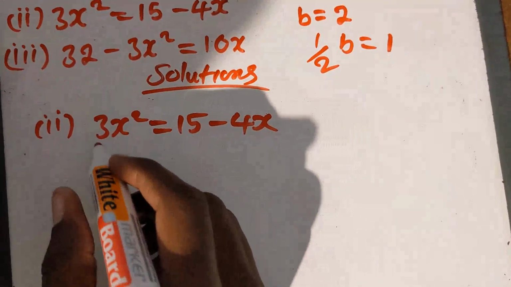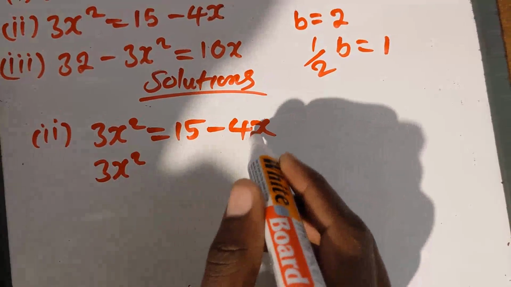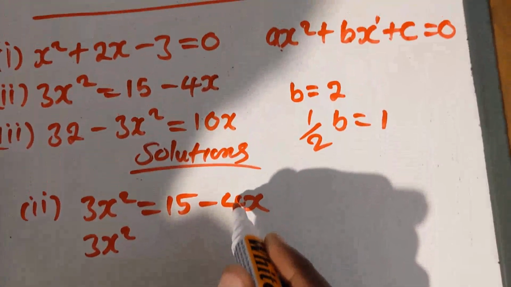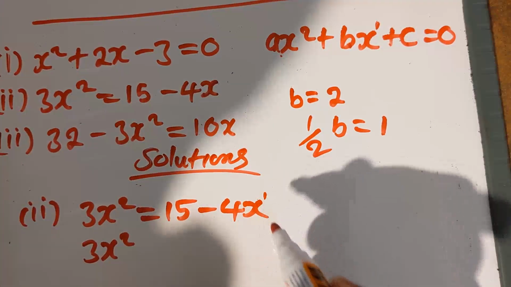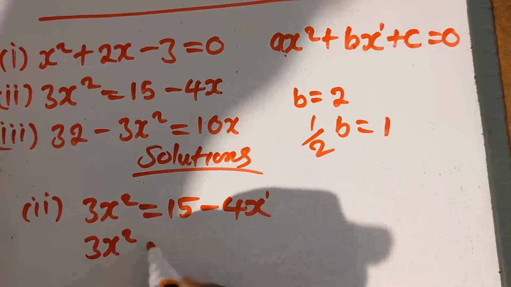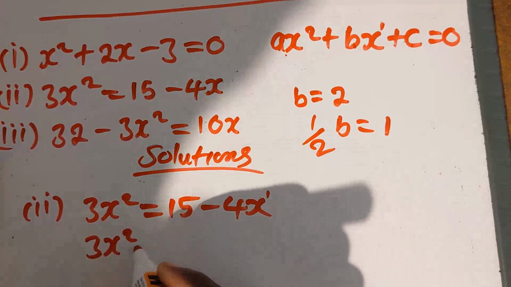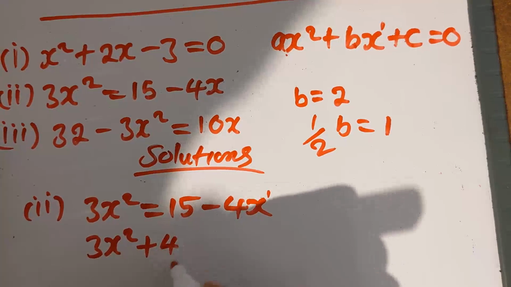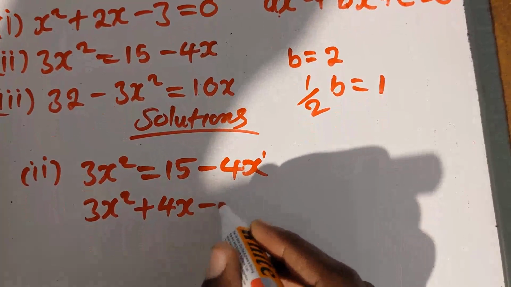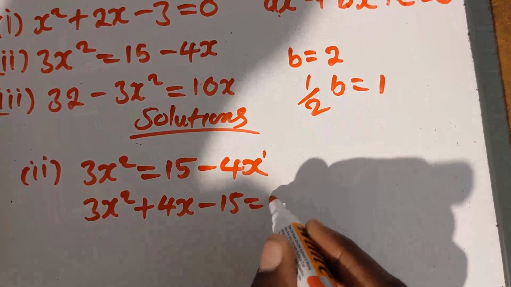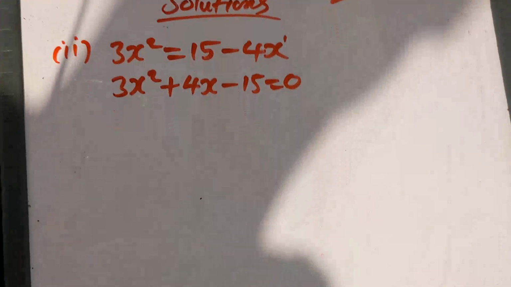So we are going to say 3x squared, then this is the one that is supposed to follow, which is x power 1. So this is negative 4x, and when it crosses the equal sign, it will be positive 4x. Then negative 15 equal to 0. Then that is a quadratic equation.